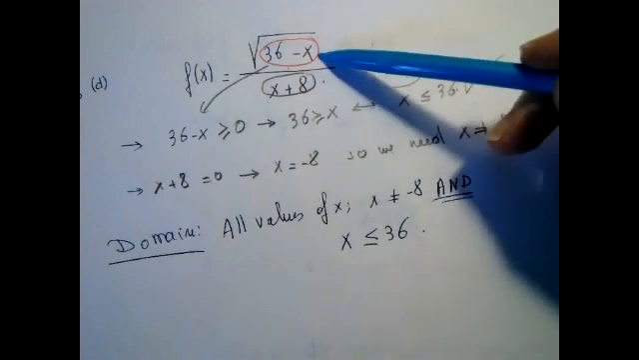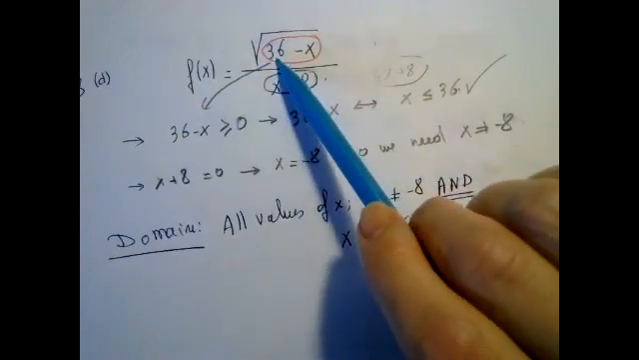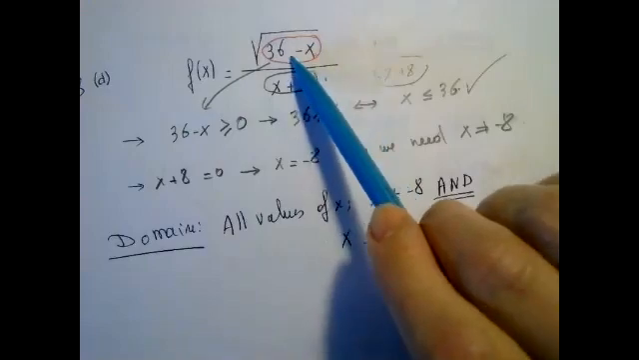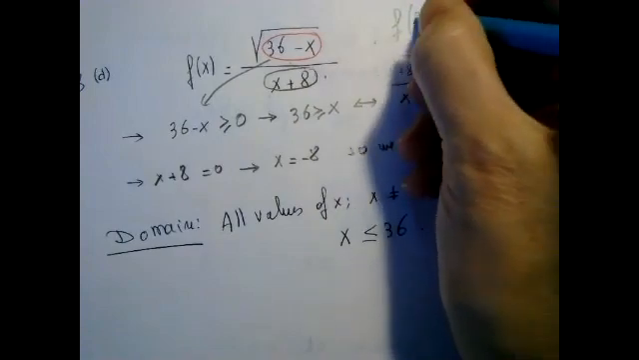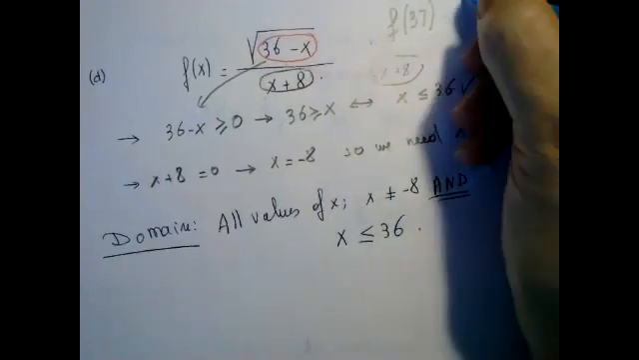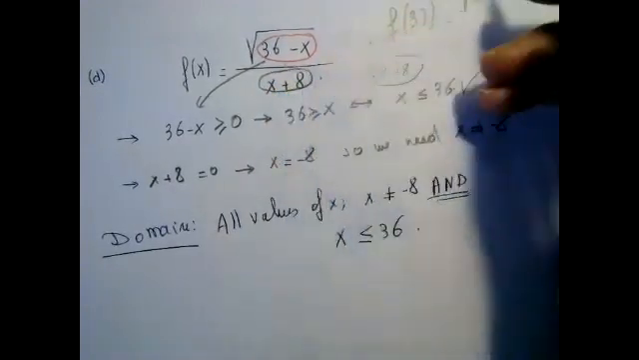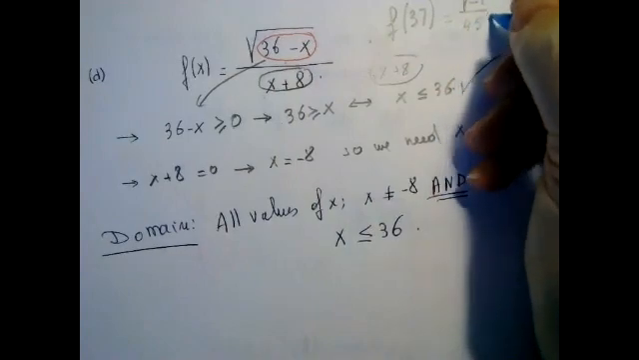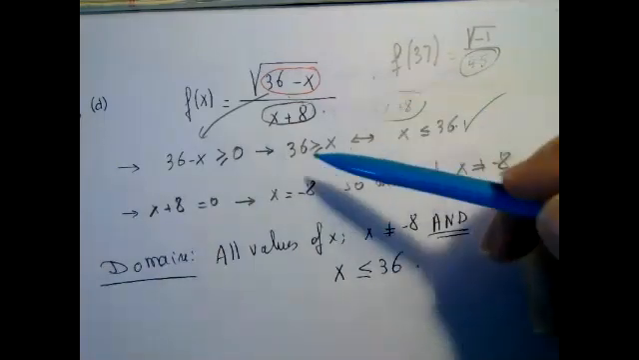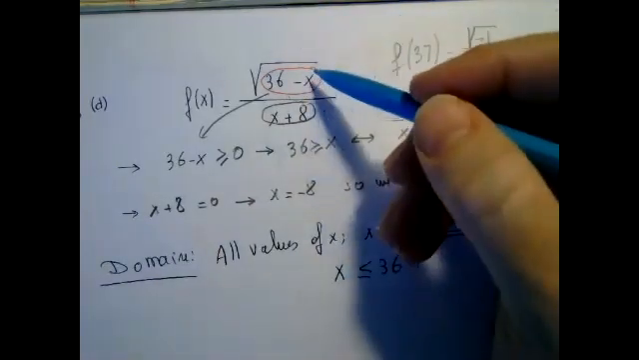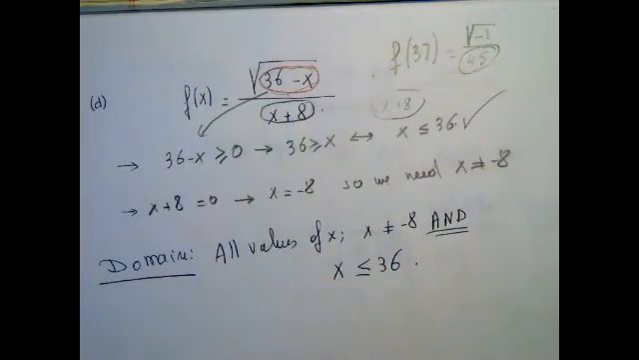So if I put 37, it's nonsense, because if I put 37 for x, it will give me the square root of 36 minus 37, which is the square root of -1. The denominator isn't giving me a problem, because 37 plus 8 is going to give me 45. What's giving me the problem is the numerator. So I have to take care of two problems here. I want to make sure this is positive, and I'm going to avoid the -8 to make sure that the denominator is not 0.